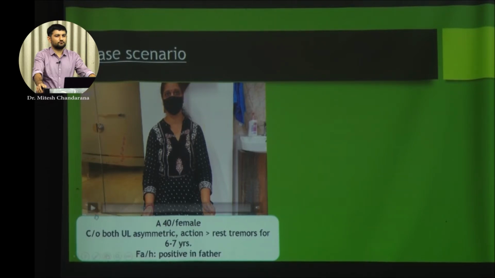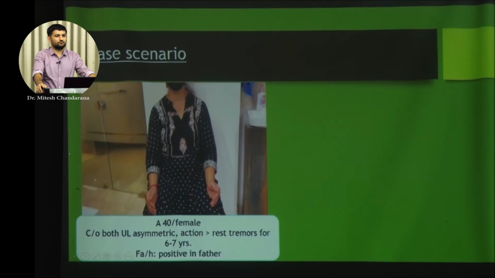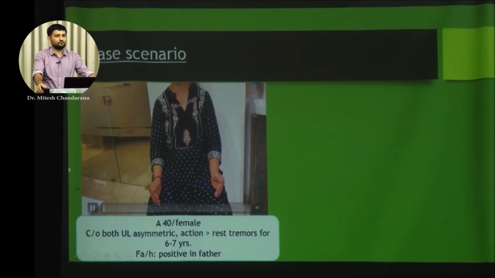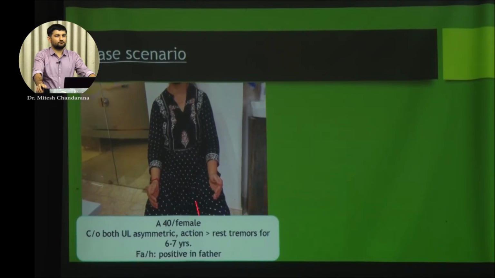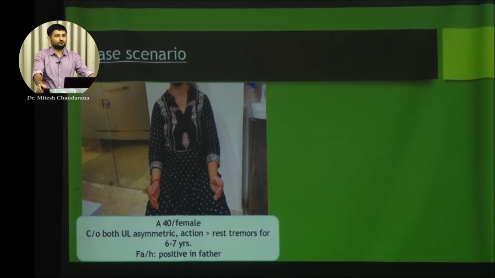This is a 40-year-old lady. Both upper limb asymmetric action more than rest tremors for 6-7 years. Family history is positive in the father. I saw both the patients in the same city. So first I saw her. You can see there is a rest tremor in the right upper limb. It is there. So that is the first soft sign.